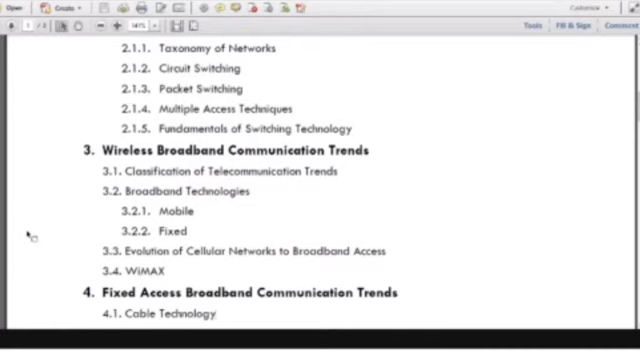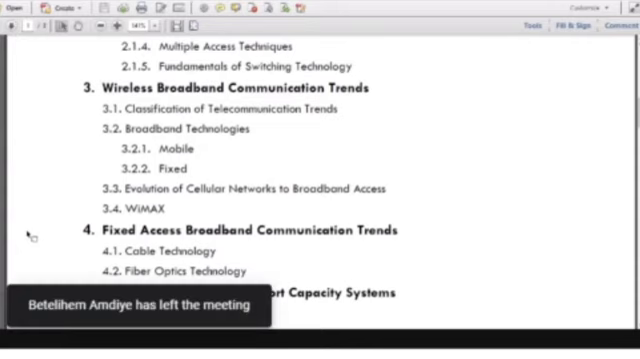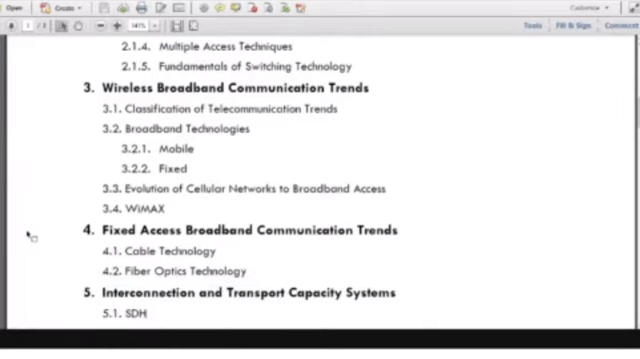And in the fixed access broadband technology, we will talk about the cable technology, cable TV technology that is also serving as an ISP to provide broadband services. Plus, we will talk about DSL, xDSL technologies, and then fiber optics technology. These are the three examples that we are going to use to deal with fixed access broadband communication trends. So wireless broadband and fixed access broadband will cover the third and the fourth lectures respectively.